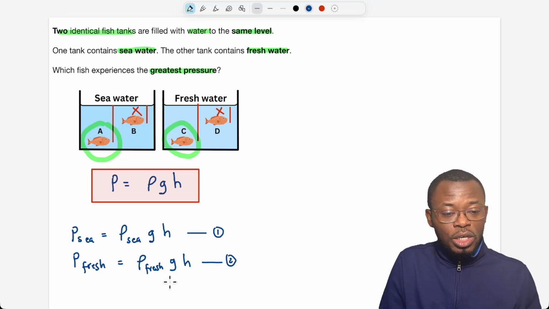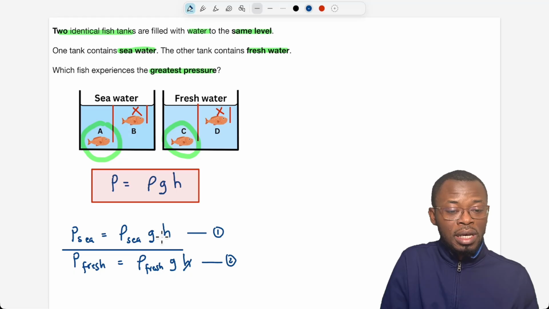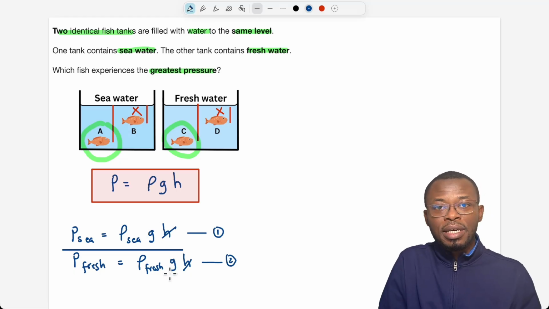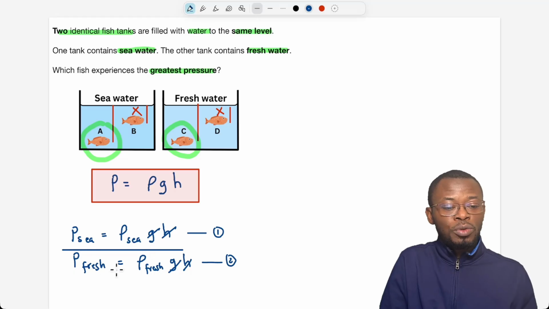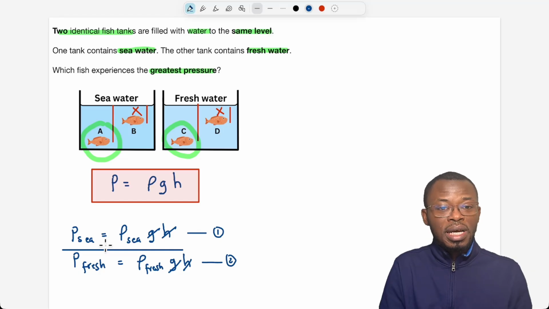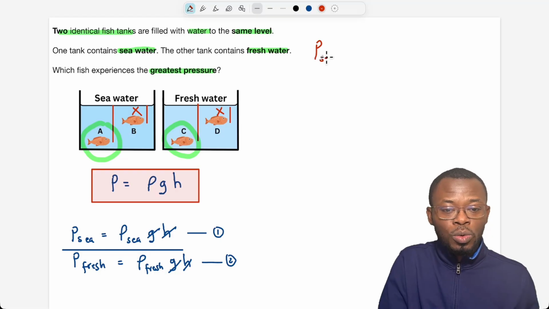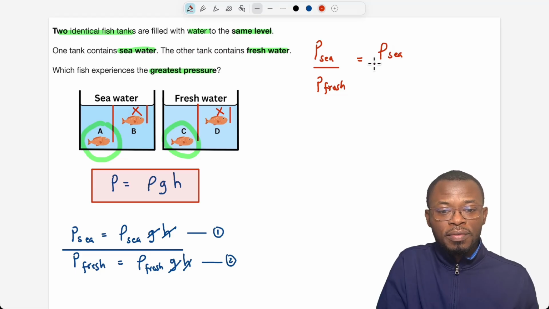Now, we can divide equation 1 by equation 2. So we are dividing these two equations. We can see since the depths are the same, they are going to cancel out. Since the acceleration of free fall is the same, it is also going to cancel out. And then we are left with the ratio of the pressure at a depth inside the seawater to the pressure at a depth inside the fresh water. So we are left with the pressure in the seawater divided by the pressure in the fresh water is equal to the ratio of their respective densities, the density of the seawater divided by the density of the fresh water.